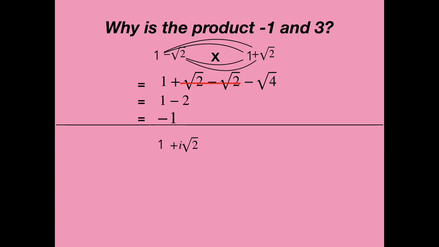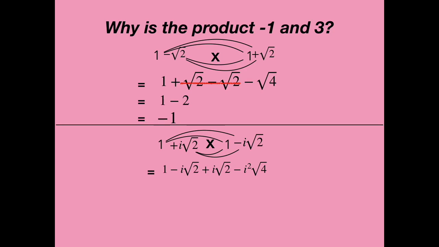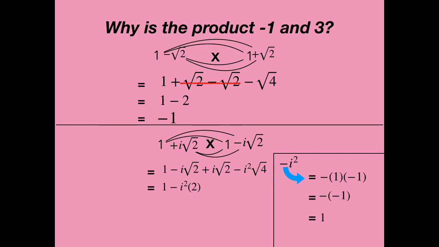1 plus i square root of 2 times 1 minus i square root of 2. Then distribute. When simplified, you'll get 1 minus i square root of 2 plus i square root of 2 minus i squared square root of 4. Simplify even more and you'll get 1 minus i squared times 2. i squared is equal to negative 1. So when you multiply negative times negative 1, you get 1. So 1 times 2 is 2 and 1 plus 2 is 3.